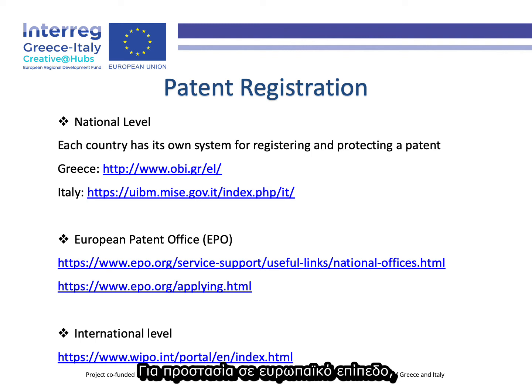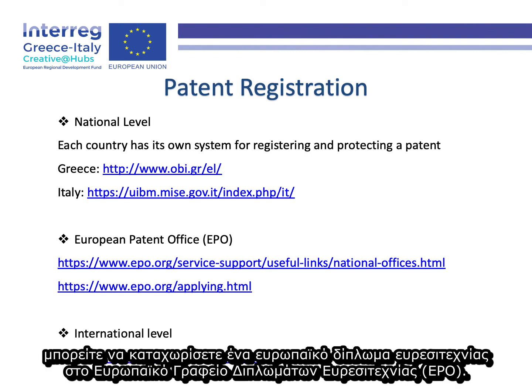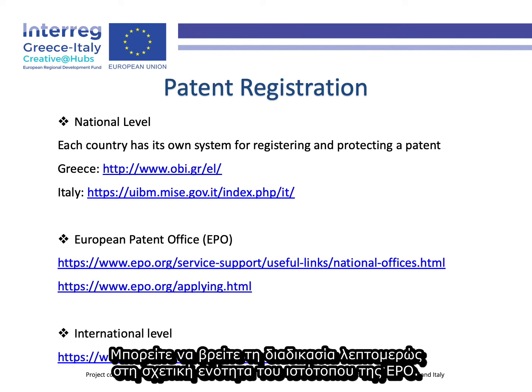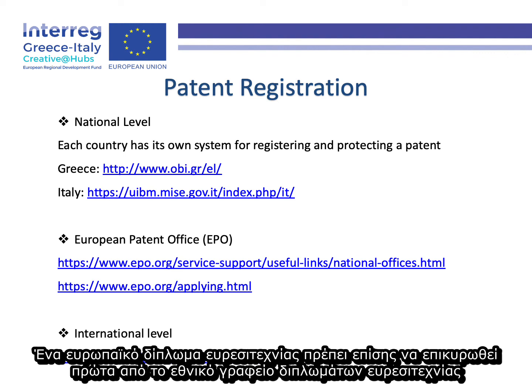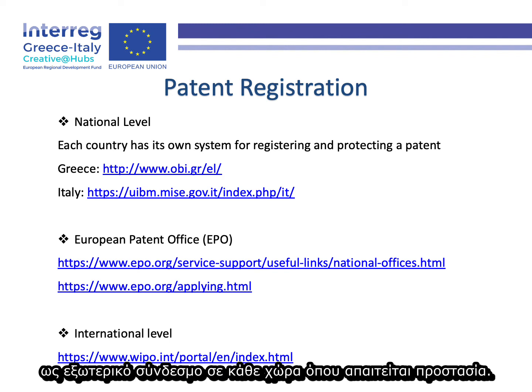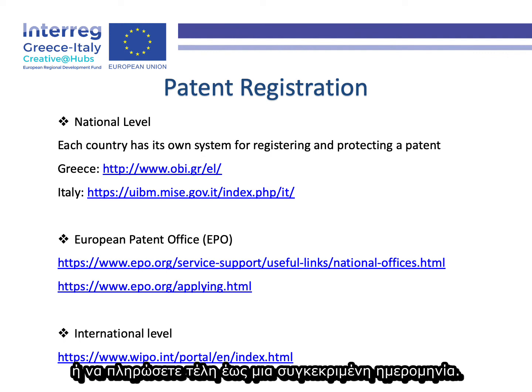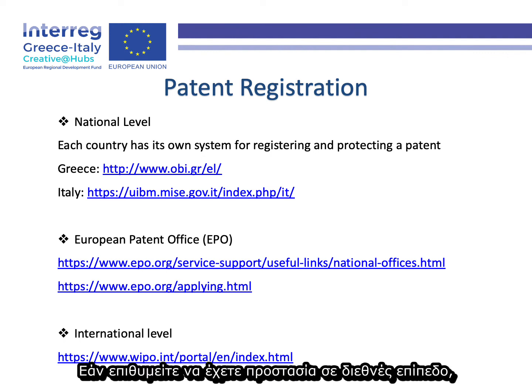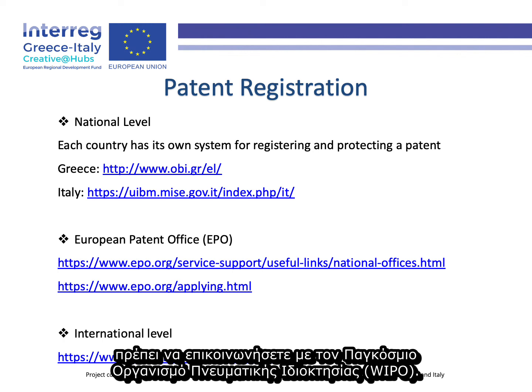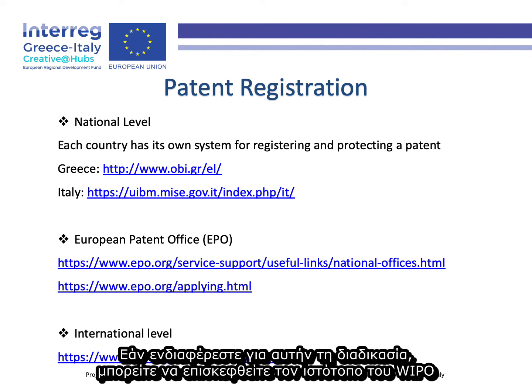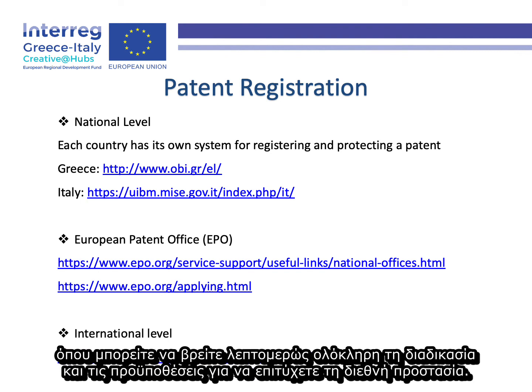For European-wide protection, you can register a European patent with the European Patent Office. You can find the procedure in detail in the relevant section of UPO's website. A European patent also needs to be validated by the National Patent Office in each country where protection is required. Depending on the countries, you may have to provide translations or pay fees by a certain date. If you wish to have protection at international level, you need to contact the World Intellectual Property Organization. If interested in this procedure, you can visit the WIPO website where you can find in detail the whole procedure and the prerequisites in order to achieve the international protection.